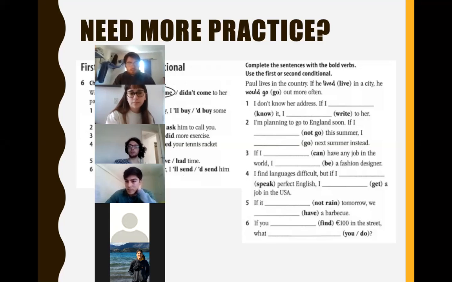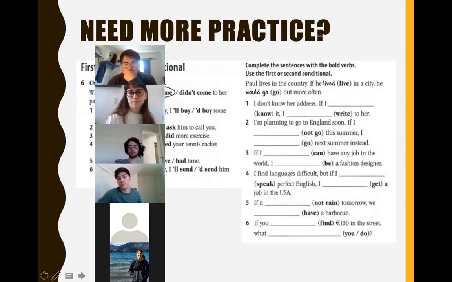Yeah, that is a chance. But imagine, let's say that we are in England and it's December. Well, if it didn't rain tomorrow, we would have a barbecue, but it's December and it's winter. So I don't think that will happen. You see, so the context helps you to choose one or the other. Yeah, but be careful, Isidora. Remember, present simple or past simple, and then will or would accordingly.